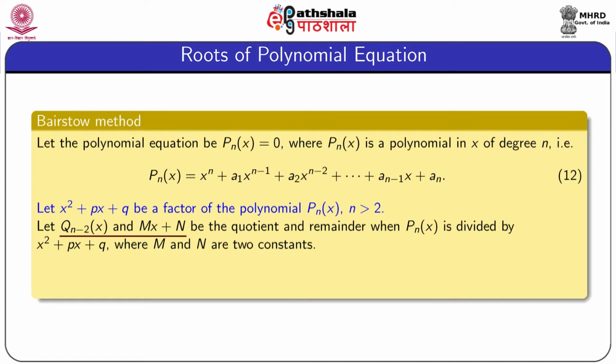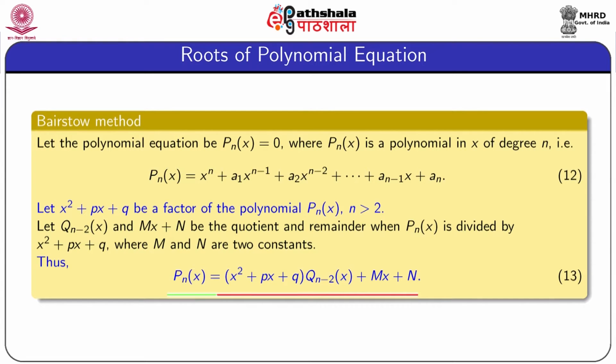Let q(n minus 2)(x) and mx plus n be the quotient and remainder when the polynomial Pn(x) is divided by the quadratic factor x square plus px plus q, and m and n are two constants, that means these are free from the coefficients of the polynomial or free from any root of the equation. Thus the polynomial Pn(x) can be written as x square plus px plus q times the quotient polynomial q(n minus 2)(x) plus the remainder polynomial mx plus n.